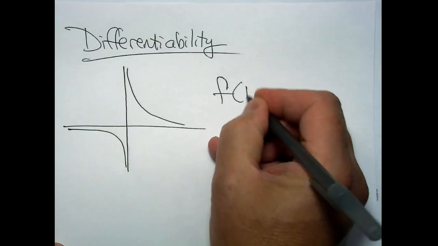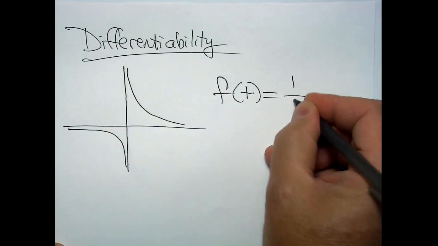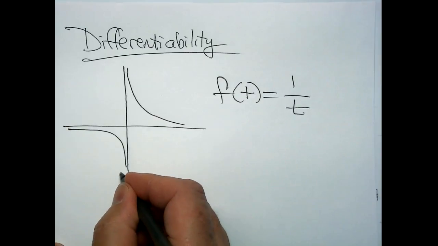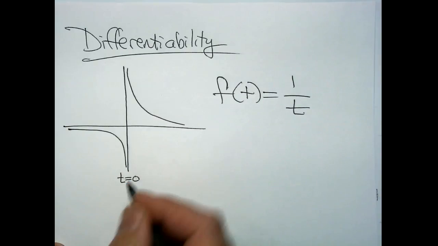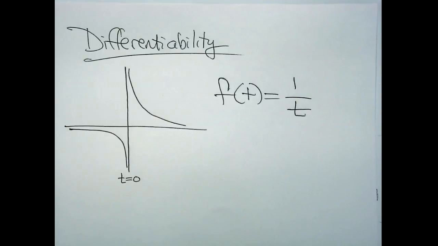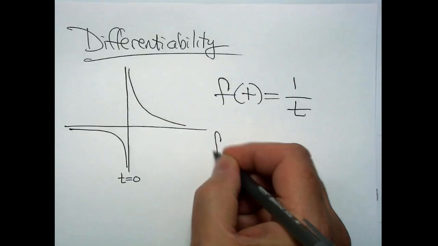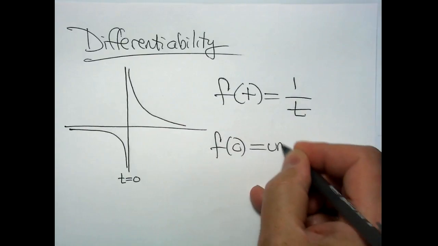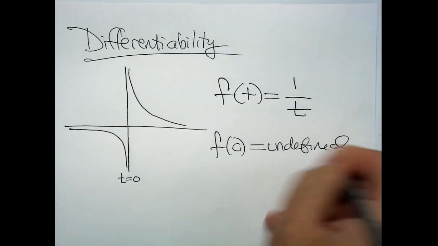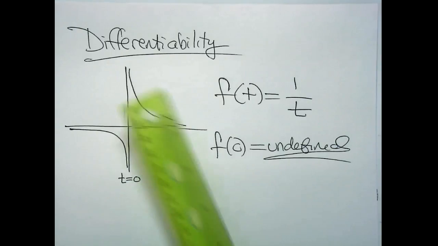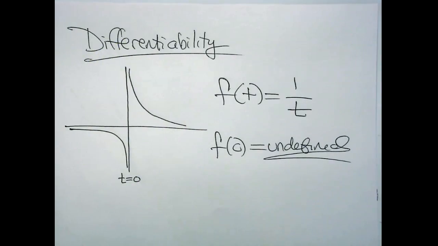We just worked on this function. What would you say the slope of the tangent line is at t equals 0? Well, t equals 0 is here. In fact, f of 0 is undefined. So there's not even a point that I can line the ruler up and try to balance it up.